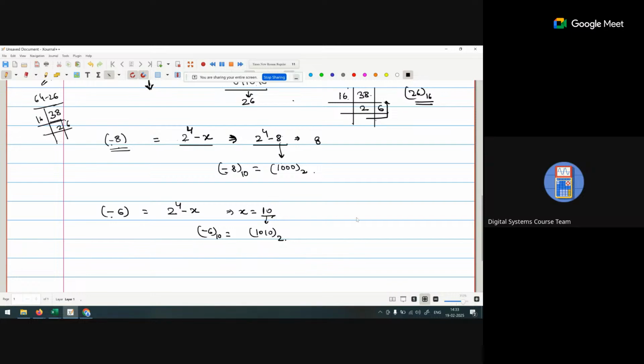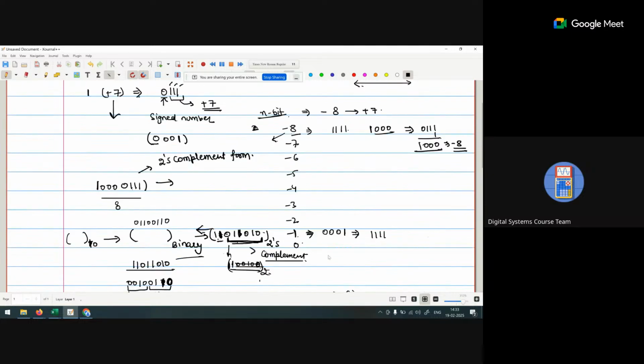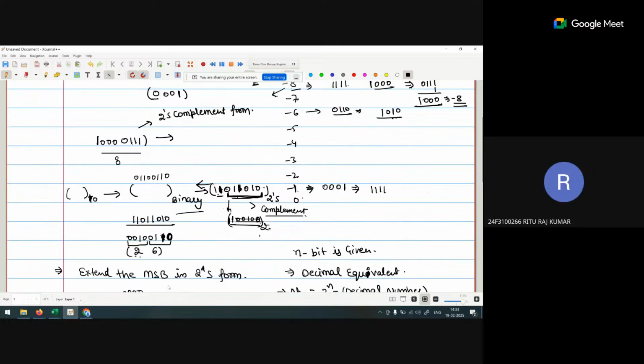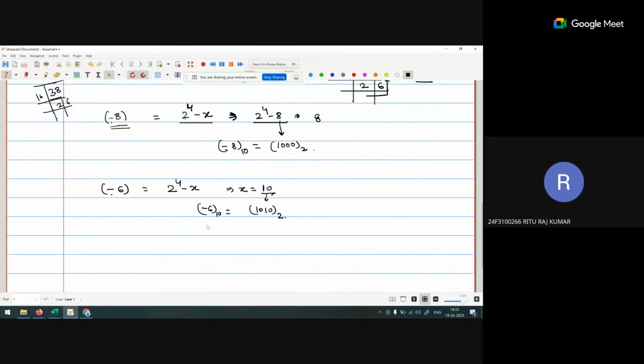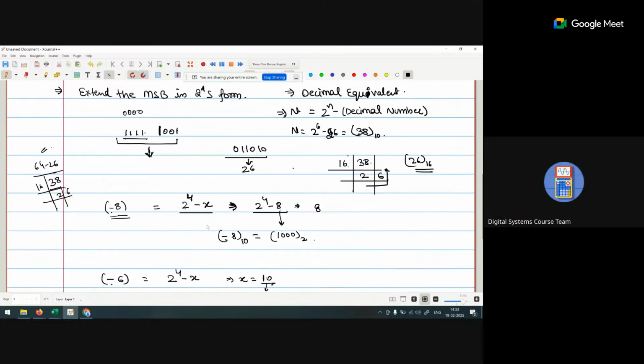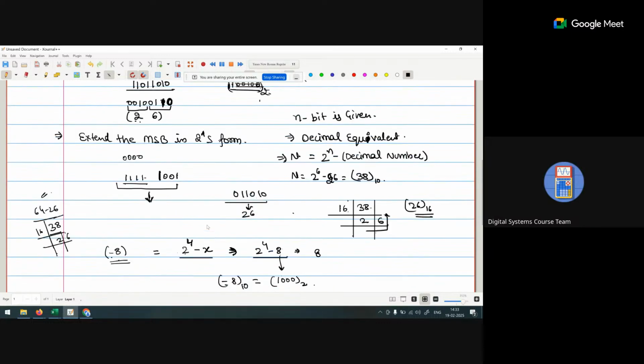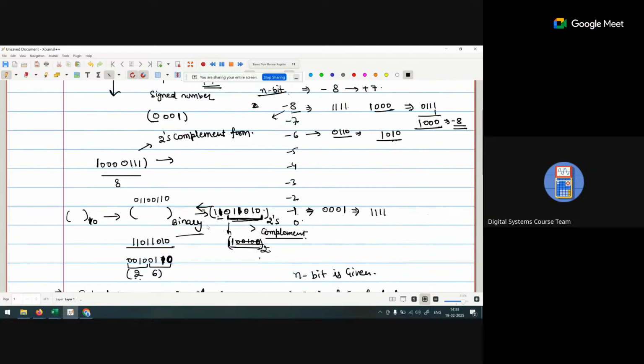You can check that one. First of all, we represent 6 as 0 1 1 0. Then take the 2's complement, so 1 0 1 0. It is minus 6. Yes, sir. Okay. Ultimately, you took the 2's complement, sir. Yes, I am taking this 2's complement. This 38 is in 2's complement form. Yes, 38 is in 2's complement form, because it is already given as a 2's complement number.